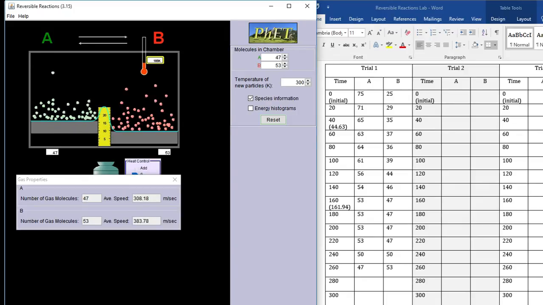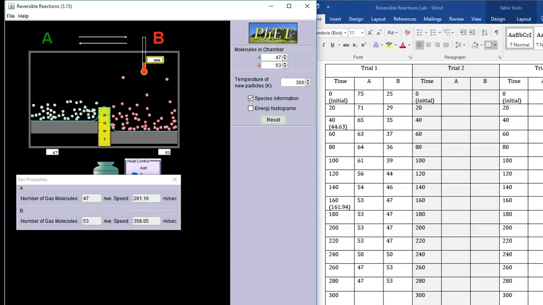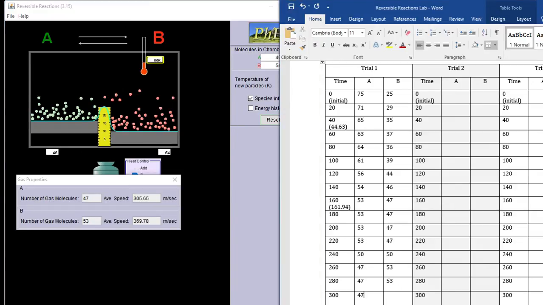280. All right, noticing it, 47.53. And then finally to 300. 47.53. All right. Okay, so final ratio 47 to 53.